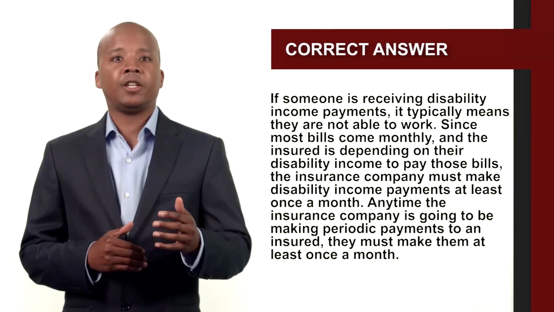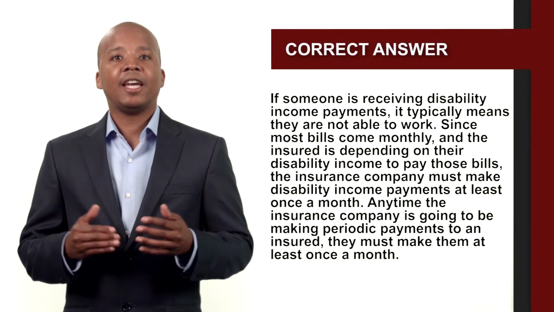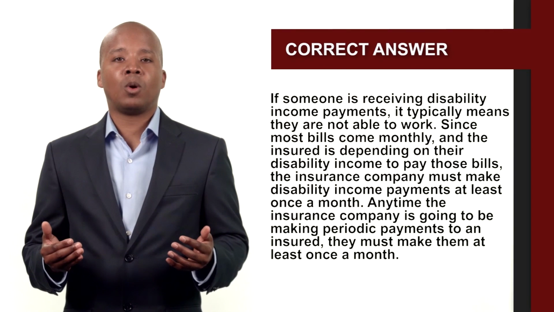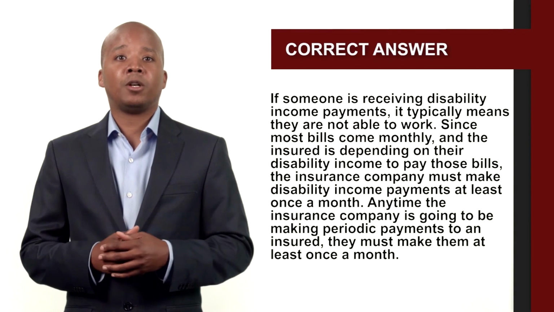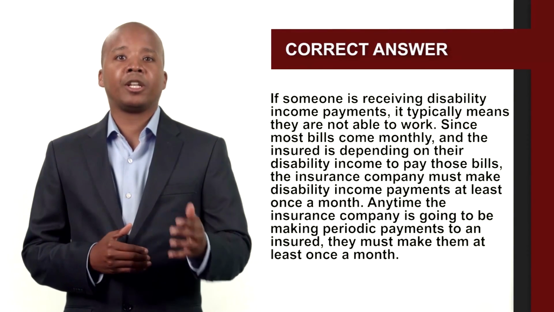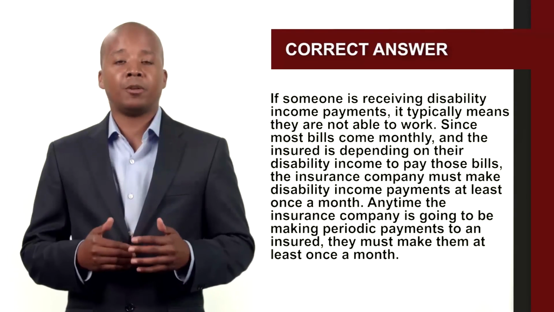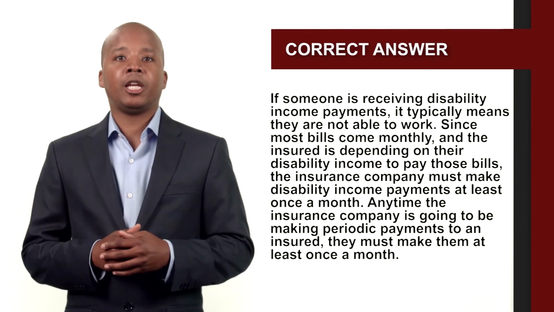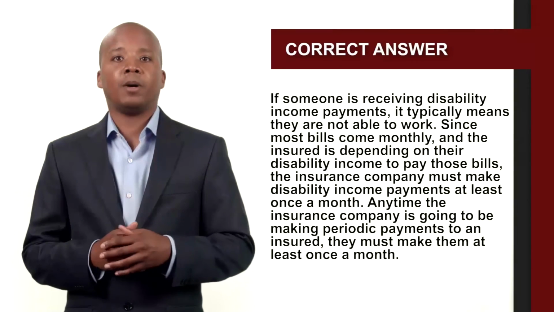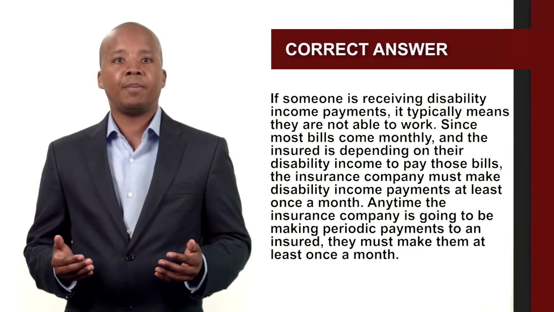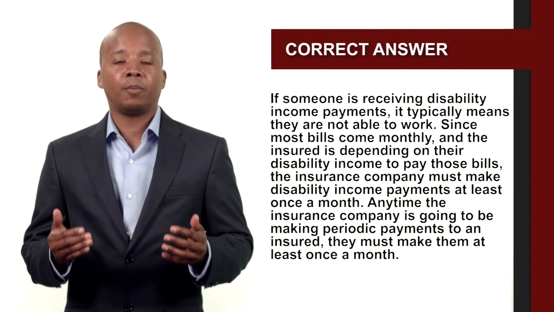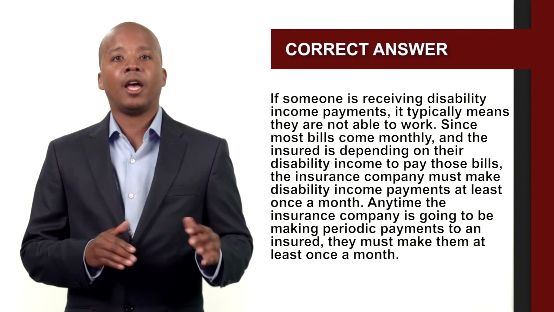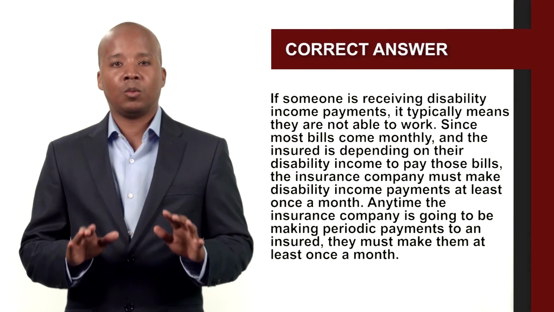If someone is receiving disability income payments, it typically means they are not able to work. Since most bills come monthly, and the insured is depending on their disability income to pay those bills, the insurance company must make disability income payments at least once a month. Anytime the insurance company is going to be making periodic payments to an insured, they must make them at least once a month.